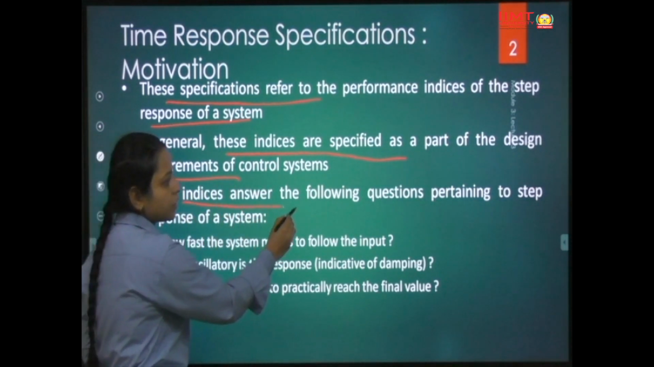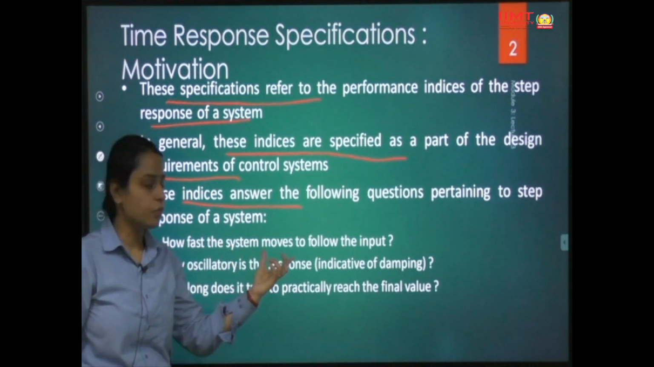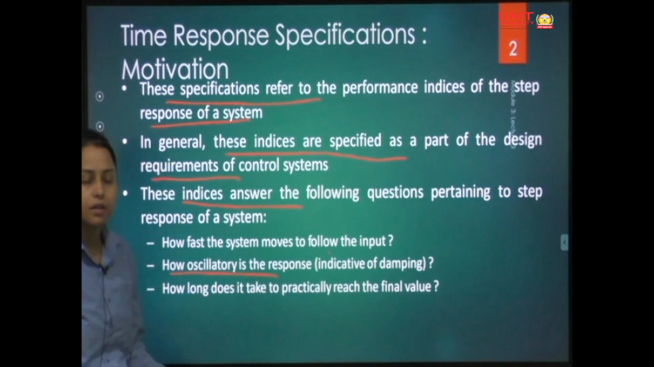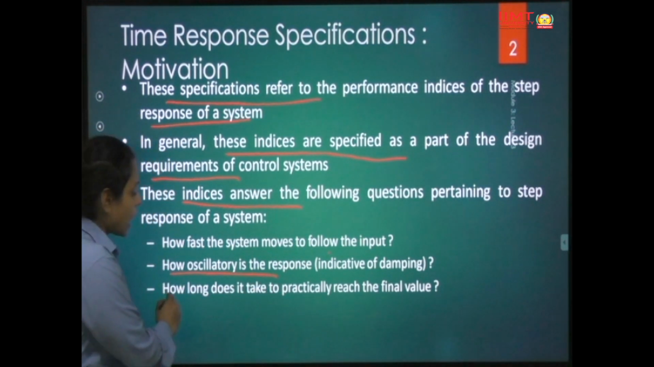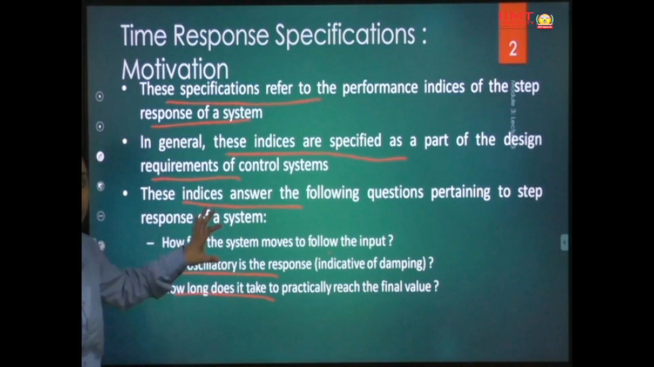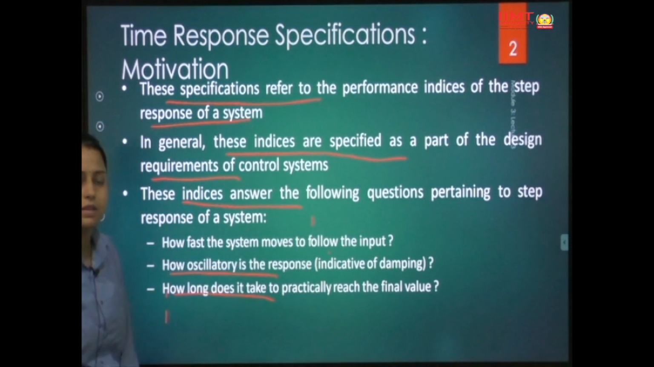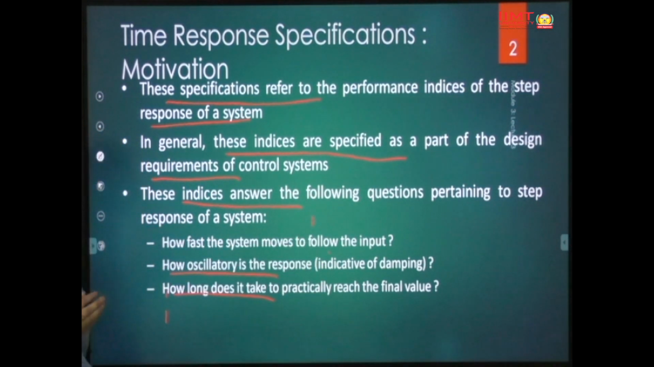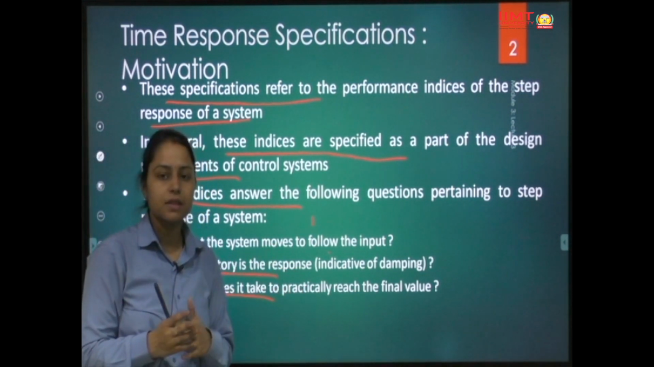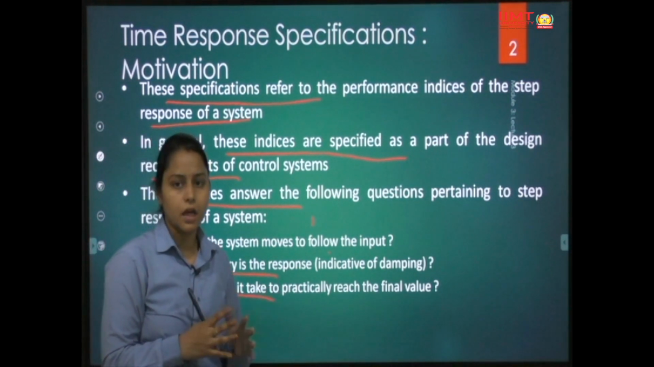These indices answer the following questions pertaining to the step response of a system: how fast the system follows the input, how oscillatory the response is, which is indicative of damping, and how long it takes to reach the final value. These questions will be answered by the design specifications of the second order system with the step input. The same procedure can be used for calculating the design specifications for any kind of input.